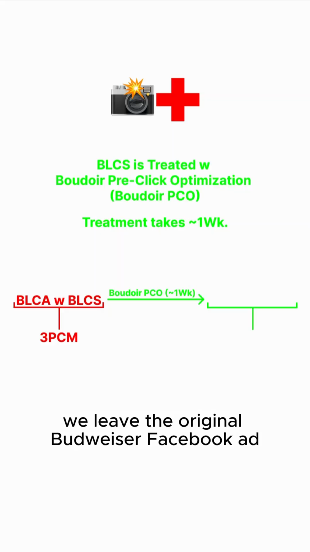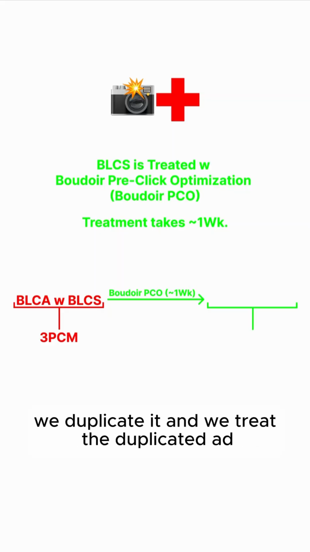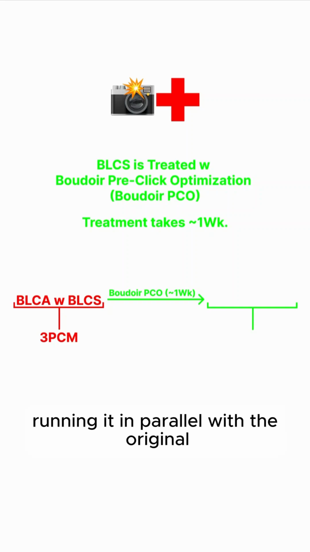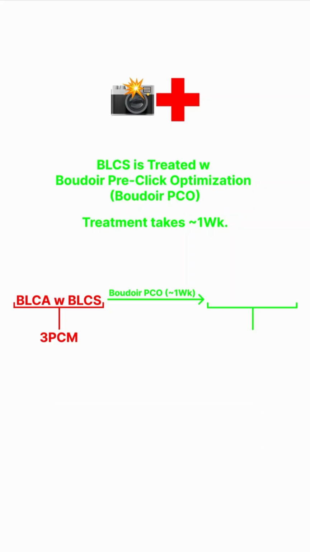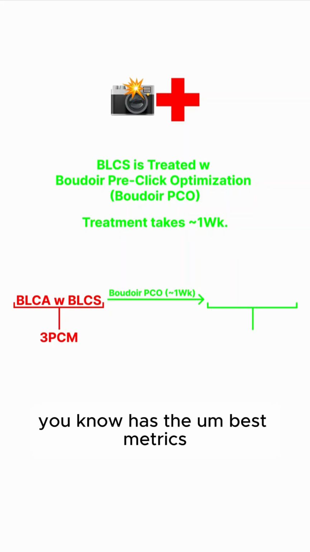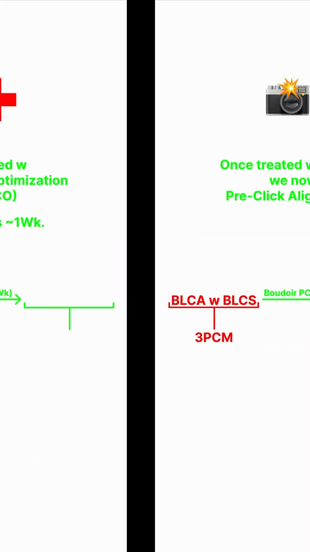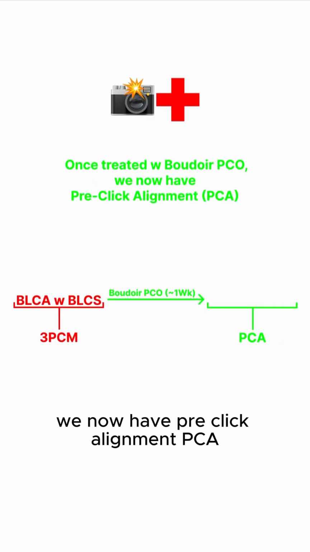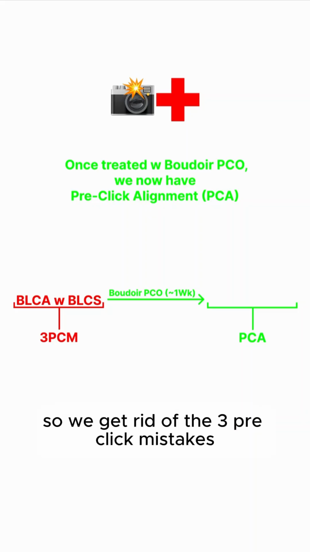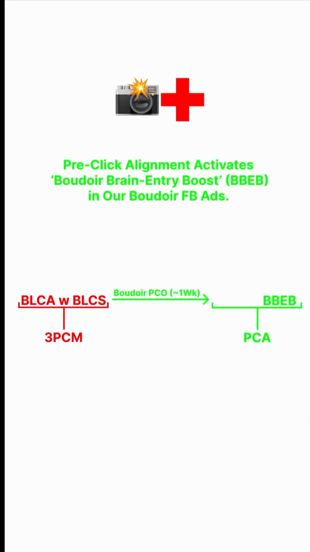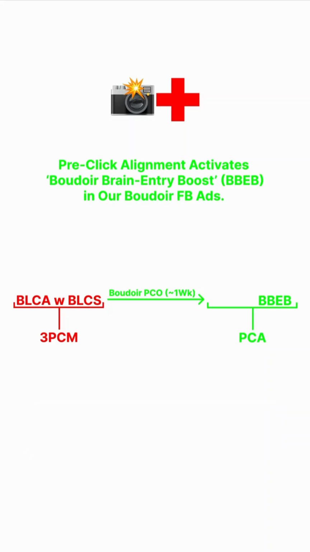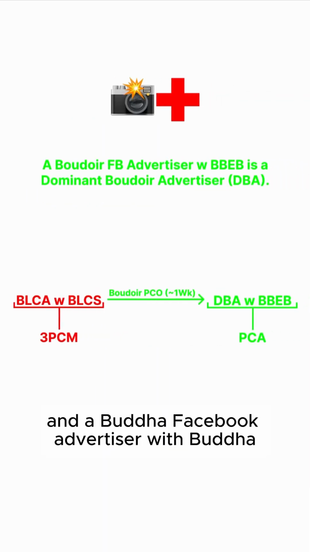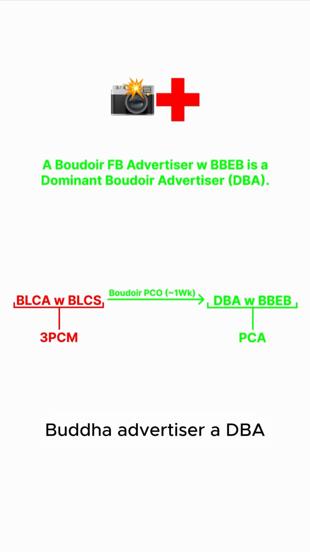Pretty simple. We leave the original Boudoir Facebook ad, we duplicate it, and we treat the duplicated ad, running it in parallel with the original, and then we keep whichever one has the best metrics. And once treated with Boudoir Pico, we now have pre-click alignment, PCA. So we get rid of the 3 pre-click mistakes, we achieve pre-click alignment. And pre-click alignment activates Boudoir brain entry boost in our Boudoir Facebook ads. And a Boudoir Facebook advertiser with Boudoir brain entry boost is a dominant Boudoir advertiser, a DBA.